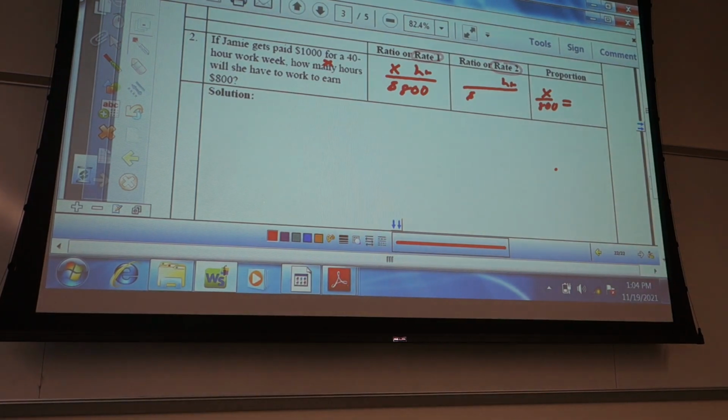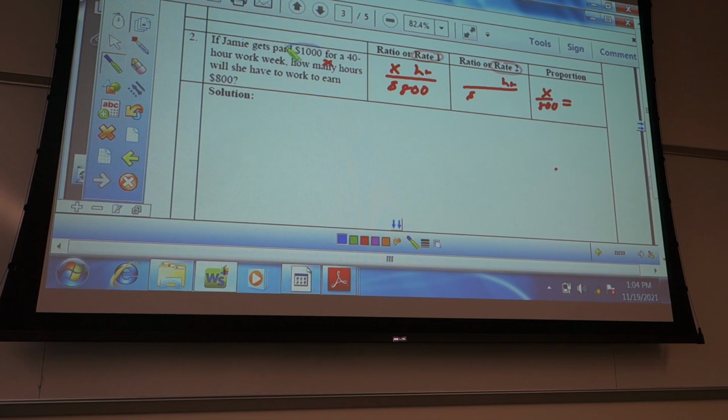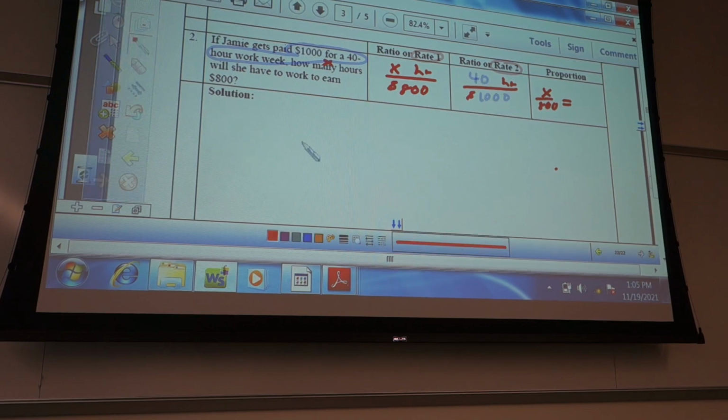Okay, so here we have my second part, which is 1,000 for 40 hours. So this needs to be 40 hours for $1,000. Down below I can write x over 800 equals 40 over 1,000. As long as I've set them up so that these two both have hours on top and money on the bottom, I can just go straight to here.